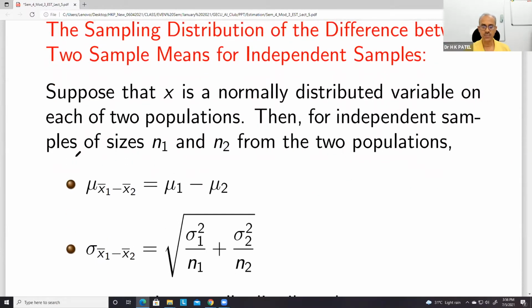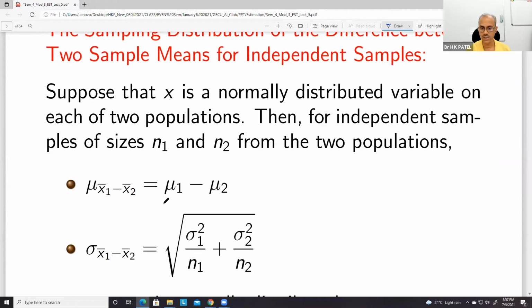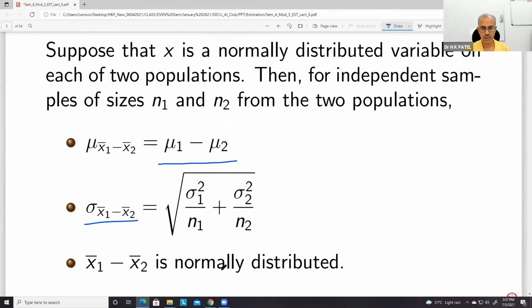So this is a sampling distribution. What is the mean of the distribution? The mean of the distribution is the difference of the two population means. And the standard deviation of the difference is the square root of sigma 1 square upon n1 plus sigma 2 square upon n2. And this is normally distributed.